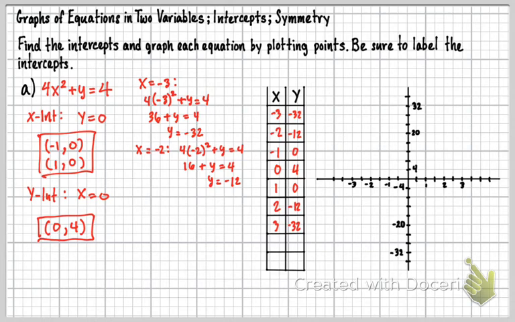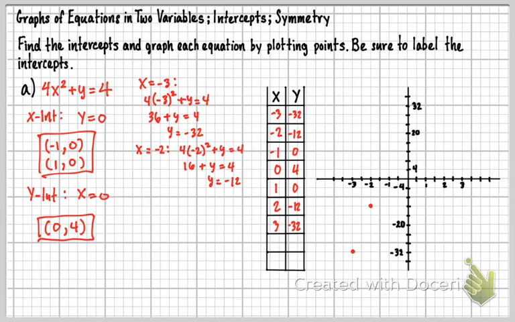So now the first one I'm going to do is -3, -32. So that's going to be down here. Oops, I went down too far. So there's my point there. There's my first point. The next point is going to be -2, 12. So that's 4, 8, 12. So it's going to be there.